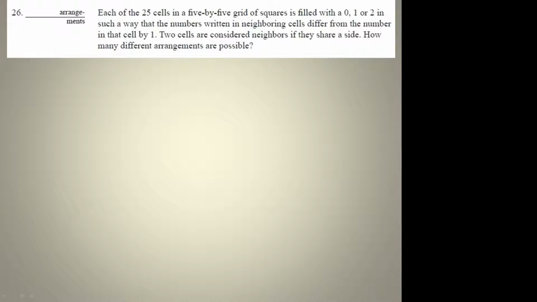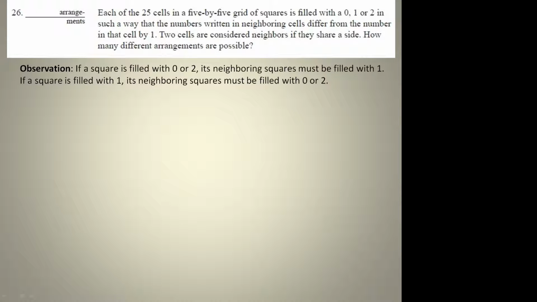Number 26. Each of the 25 cells in a 5 by 5 grid of squares is filled with a 0, 1, or 2 in such a way that the numbers written in neighboring cells differ from the number in that cell by 1. Two cells are considered neighbors if they share a side. How many different arrangements are possible?